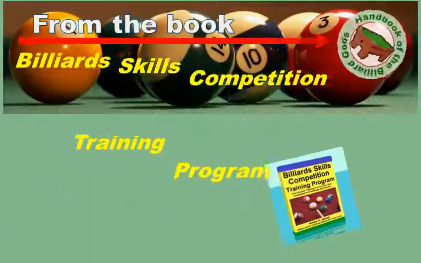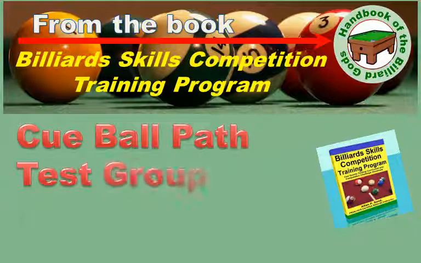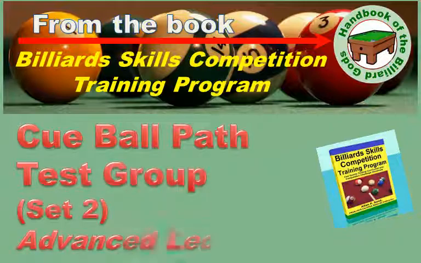Welcome. This is a video about one of the test groups from the Billiard Skills Competition Training Program. Each test is a set of table layouts with a scoring system, which helps track your current and future abilities. This is the Cue Ball Path Test Group, Set 2. These tests are for the advanced level players. There are 3 layouts in this test.